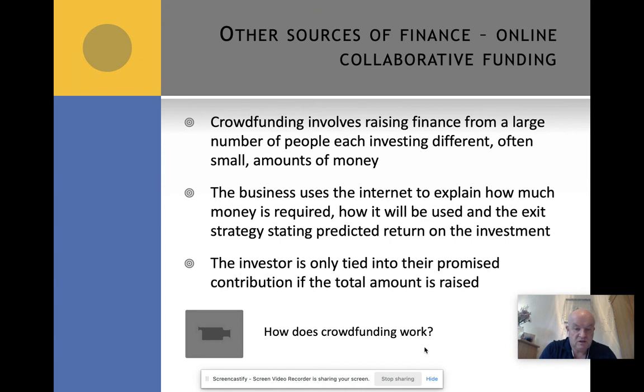So the business actually uses the internet to explain how much money they require, how it's going to be used, what their exit strategy is going to be, and what sort of return on investment somebody might expect. And then on that basis, the investor is only tied into their promised contribution if the total amount is raised.